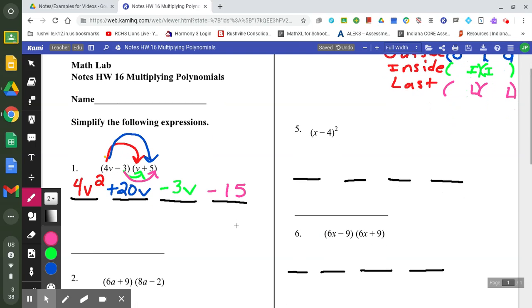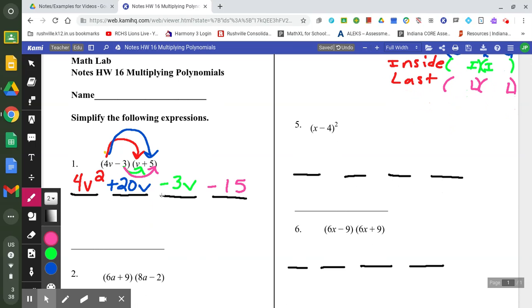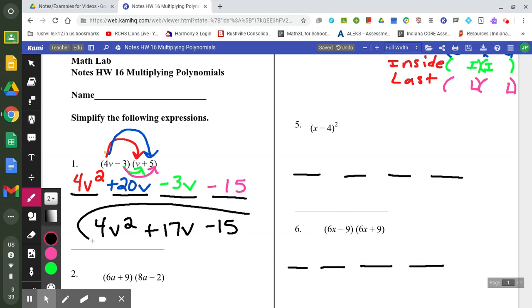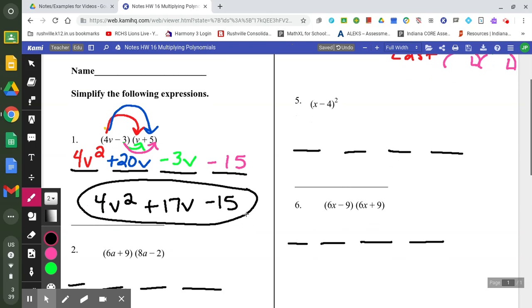And then my middle two terms are alike. So when I write the final answer, 4v squared, and then I take 20v minus 3v and get plus 17v minus 15. The same thing on the next one.